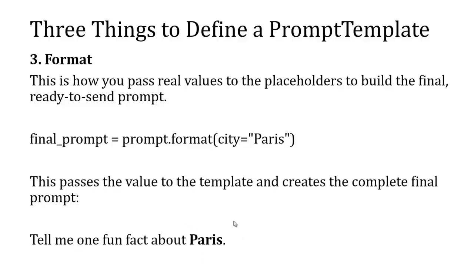It looks like this. If you pass city as Paris, tell me one fun fact about Paris. If you pass here Tokyo, the prompt will become like this: tell me one fun fact about Tokyo. Likewise, right? So now let's use the .format method in our code. Let's move back to VS Code.